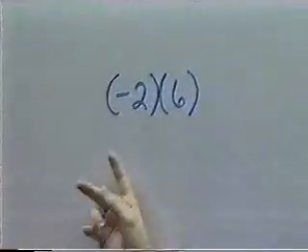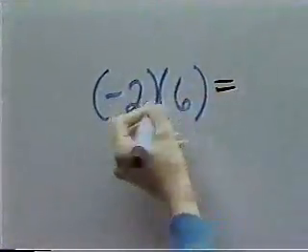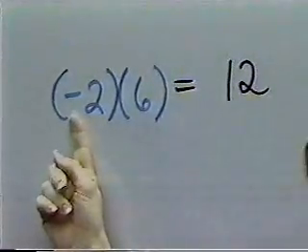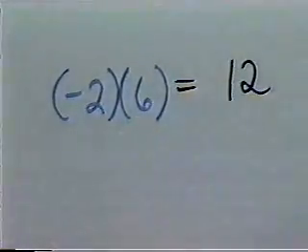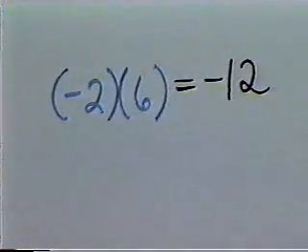First, I'd like to multiply negative 2 times 6. Well, 2 times 6, that's 12. And then remember, a negative number times a positive number will give you a product of a negative number. My answer then is negative 12.